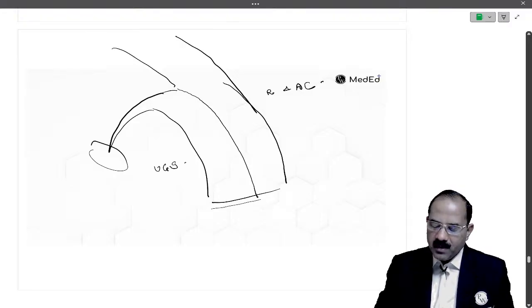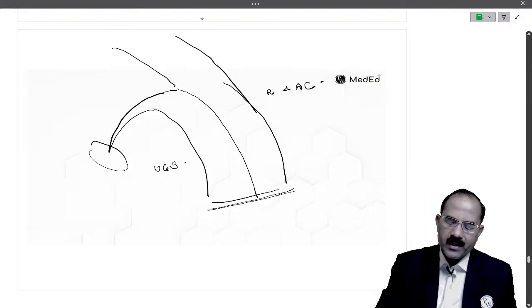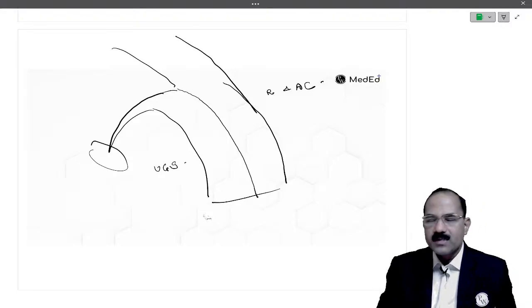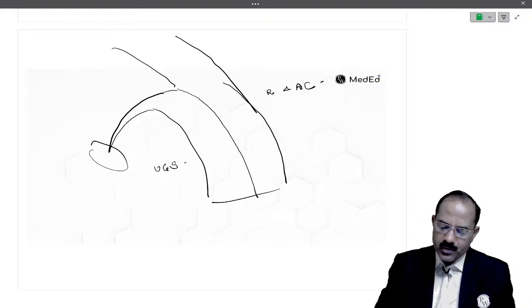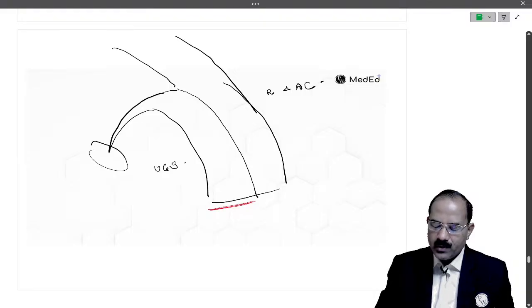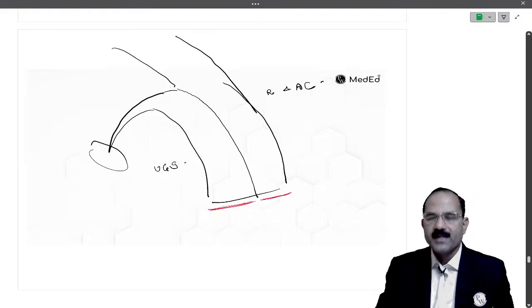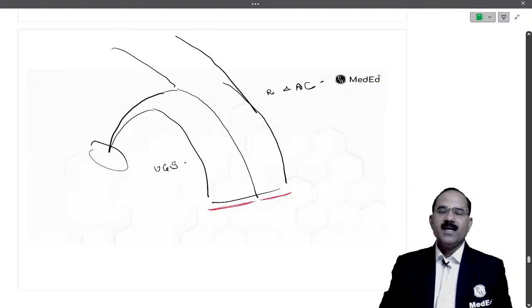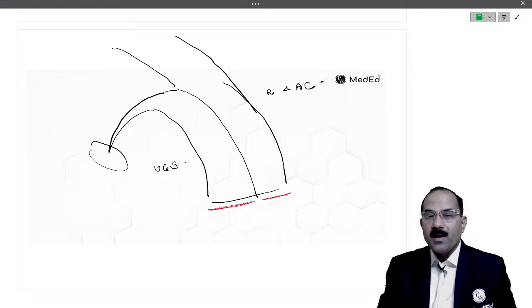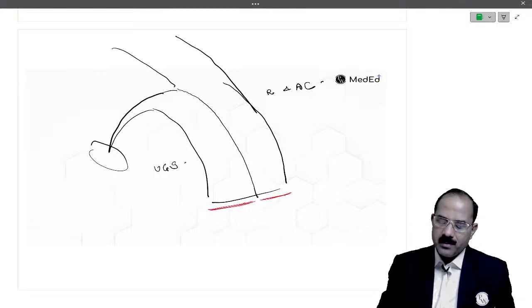Now, what is this membrane here? This is the cloacal membrane, which gets divided into two parts. A part in front is known as the urogenital membrane, and a part behind is known as the anal membrane. Anal membrane. So, the anal canal is 38 millimeters in length.